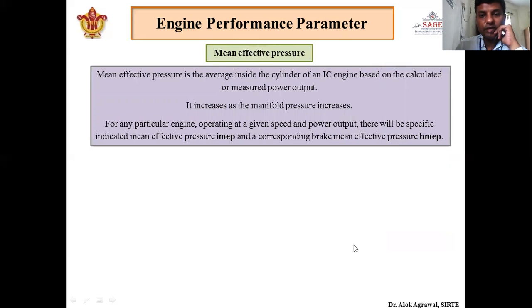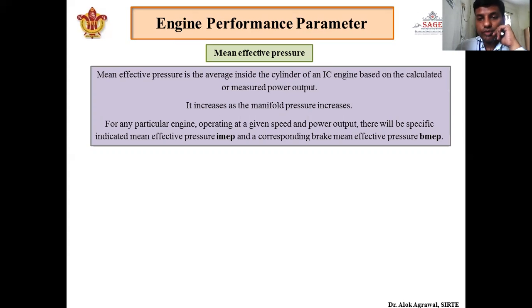Next is mean effective pressure. Mean effective pressure is the average pressure inside the cylinder of an IC engine based on the calculated or measured output. With an increase in manifold pressure, mean effective pressure increases. So how can we define it in easier words? We have seen that while operating in a cycle in an SI engine or CI engine or IC engine, the pressure changes continuously. There is no constant pressure there. Continuously the pressure increases and decreases.